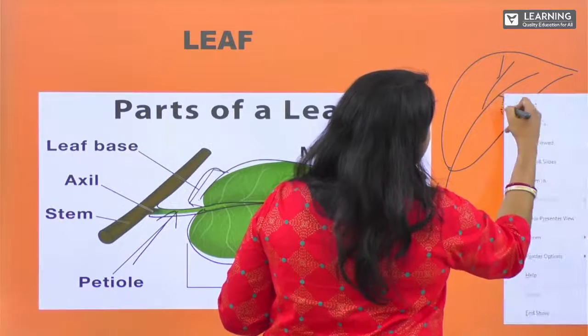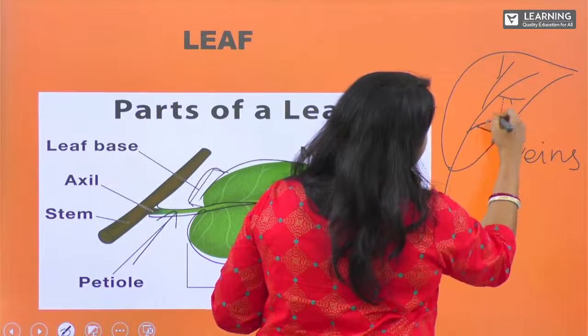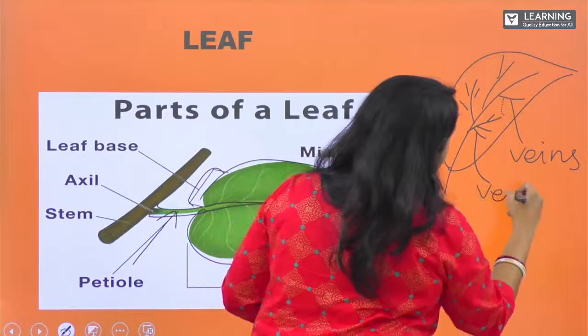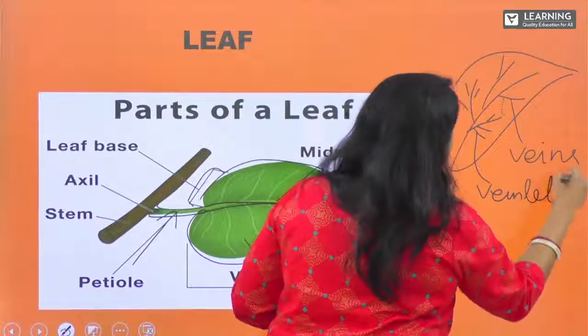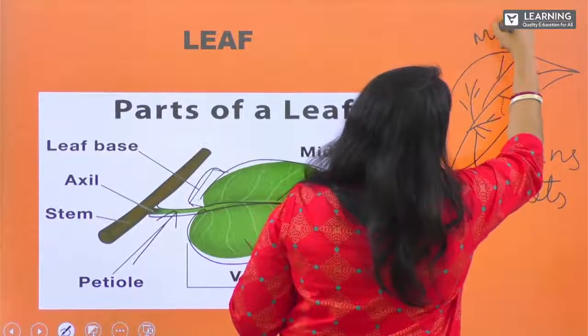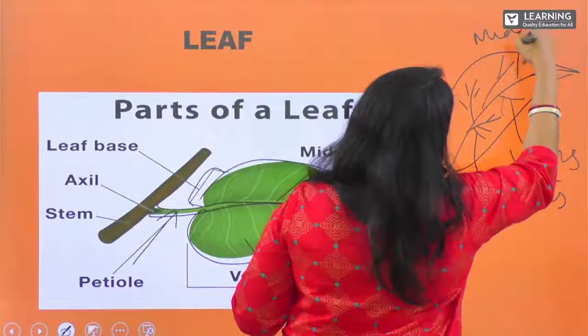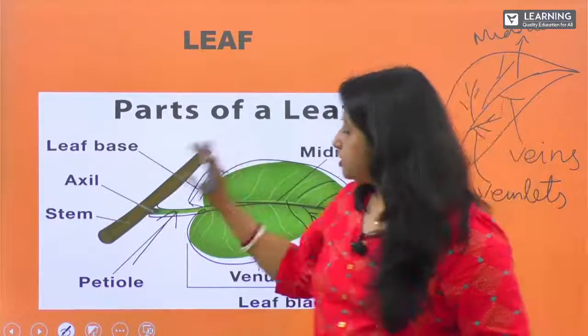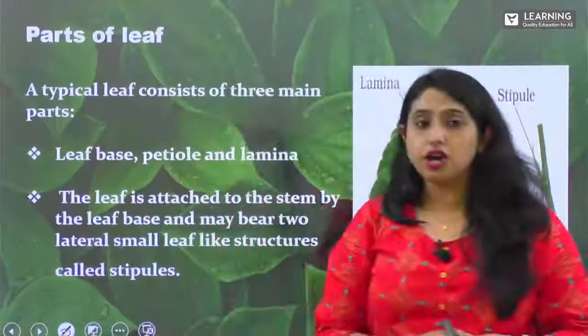From the veins, again small structures arise. These are your veinlets, right? And this is the midrib of your leaf. This is the tip of the leaf. These are the various parts of the leaf.